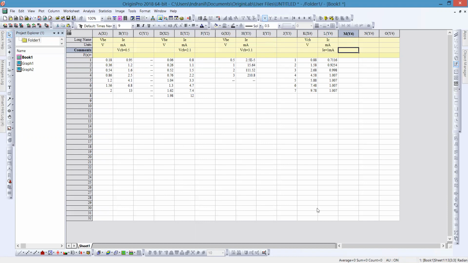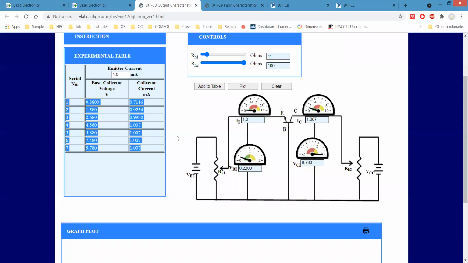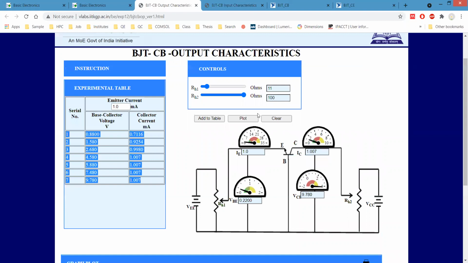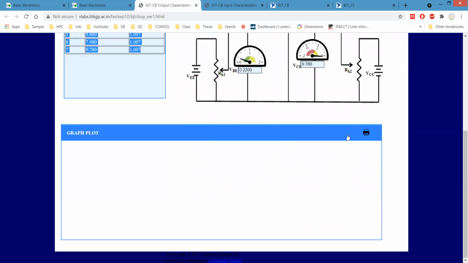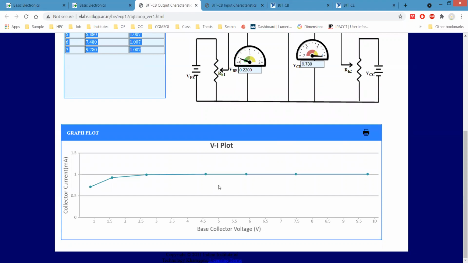Let's take another set of data for a different value of emitter current. Then we can plot them. Let's plot it. If it is working. Oh, it is working. Good. So as you can see, we have this saturation curve, basically the same type of curve as before. Initially the current was increasing, and then after a certain value, it remained constant.